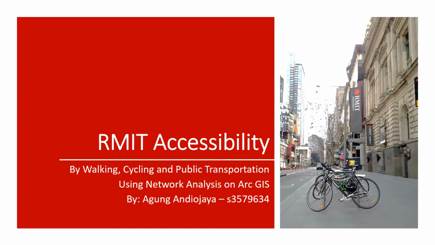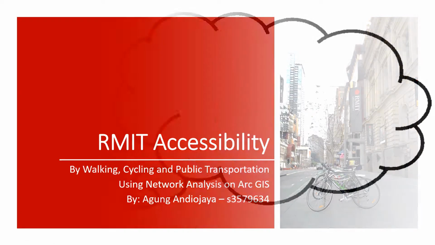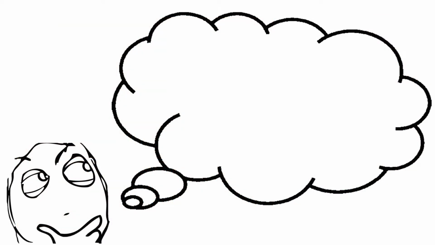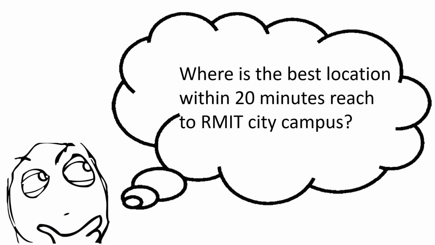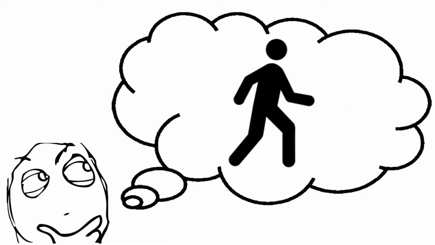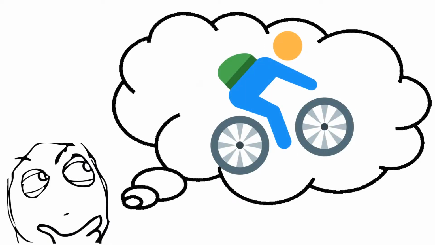Hello everyone. In this video, I would like to deliver my project about RMIT accessibility from any area around Melbourne by walking, cycling, and using public transportation. The idea behind this project is how GIS can help new international students to determine their accommodation option regarding the travel time towards university and how they travel to the campus by walking, cycling, using tram or train.